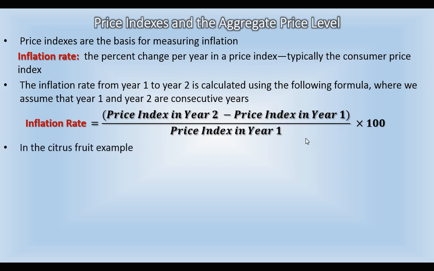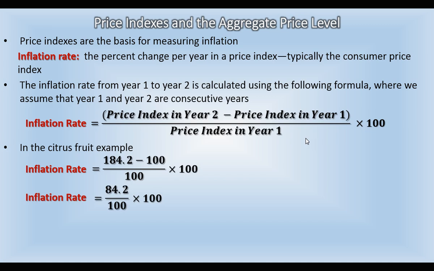So in the citrus fruit example, the inflation rate is going to equal 184.2, the price index in the second year, minus the price index in the first year, as a proportion of the price index in the first year, 100, times 100.